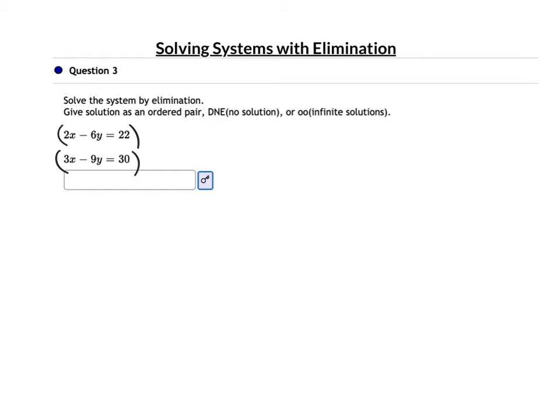I'm going to make the top one 6. I'm going to multiply the 2 by 3. The bottom one I want to be the opposite, so I'll take the 3 by negative 2 to make it negative 6. Multiply both equations. 6x minus 18y equals 66. And negative 6x plus 18y, there's my opposites, equals negative 60.